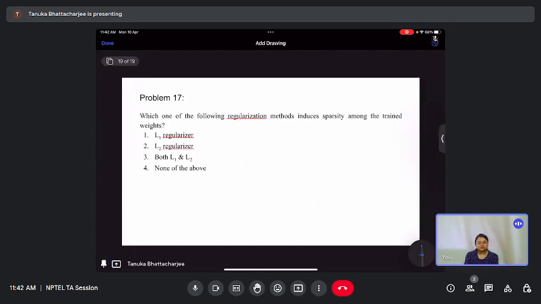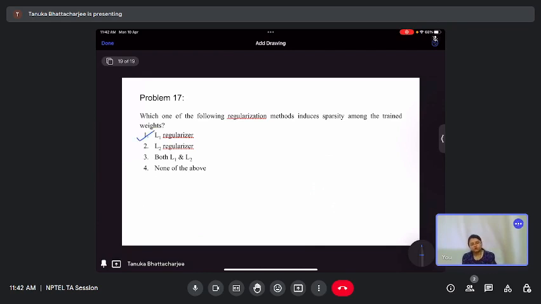This is the last question for today's session. Which one of the following regularization methods induces sparsity among the trained weights? L1, L2, both or none? So as you know, the correct option is L1 regularization.